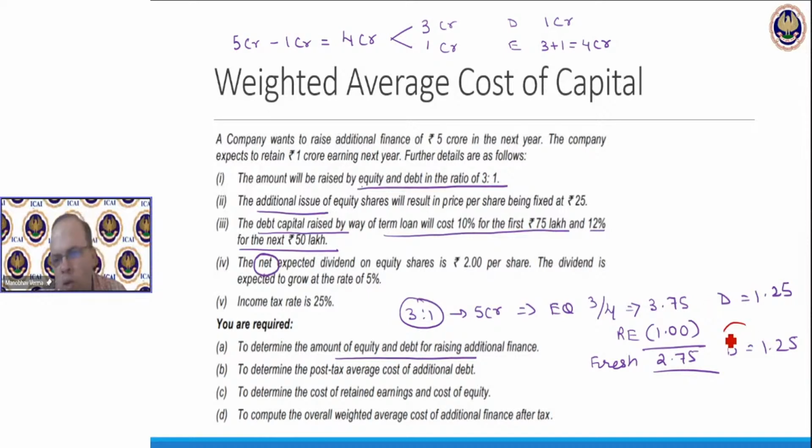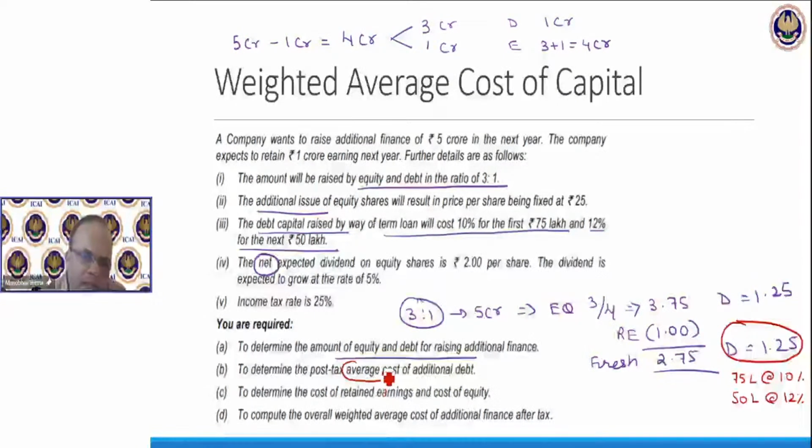Out of the debt of 1.25, remember, we were looking at the first 75 lakhs at 10% and over and above, the next 50 lakhs is at 12%. Now the requirement is post-tax average cost of additional debt. The word is average, guys. Average cost of additional debt. So how do we calculate this then? So my cost of debt will be 10%. Income tax rate is 25%. So 1 minus 0.25.